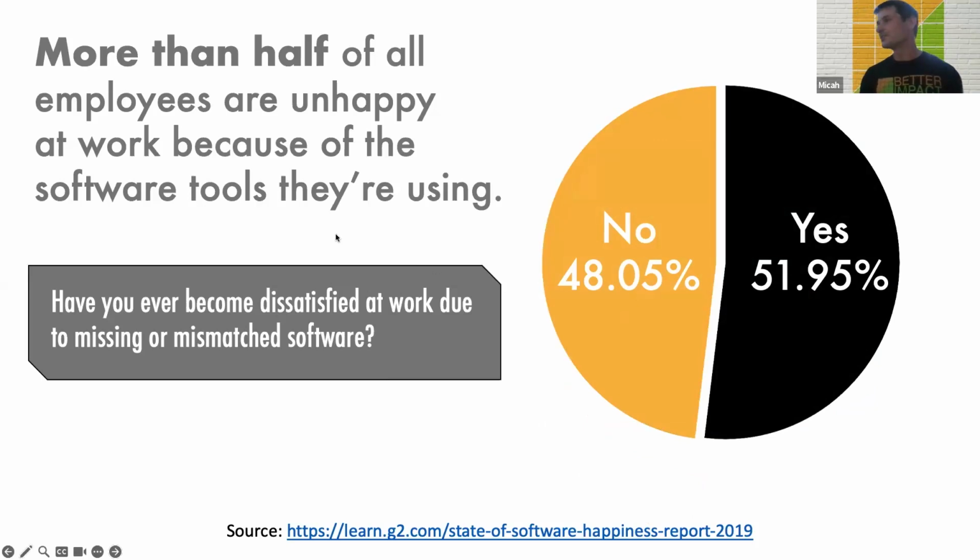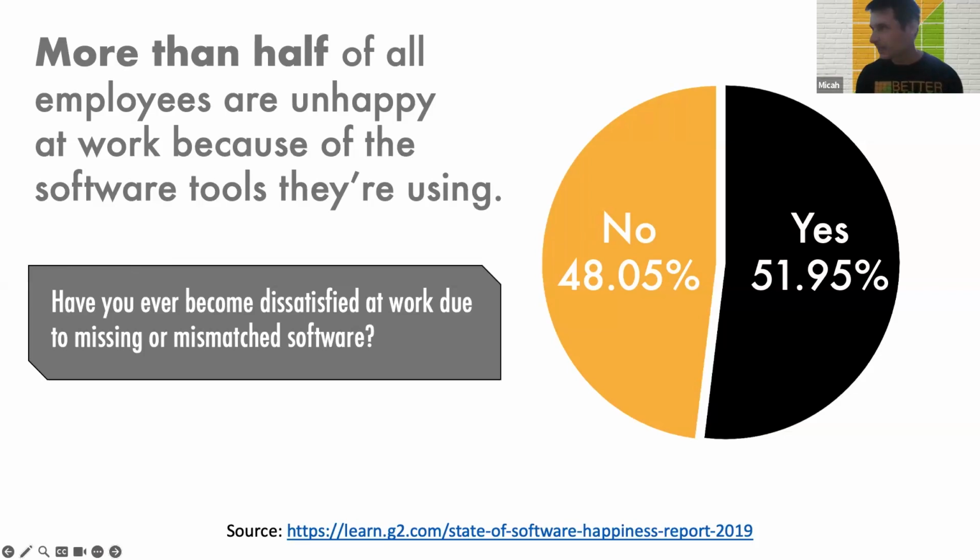The response shows that more than half of all employees are dissatisfied at work because of the software tools that they're using, which is kind of surprising, because if you're not satisfied in your role, that's not sustainable in the long term. And when the right tools are not in place, it affects our levels of efficiency and effectiveness, and it contributes to unhappiness in our role.